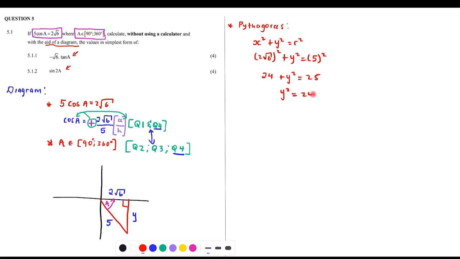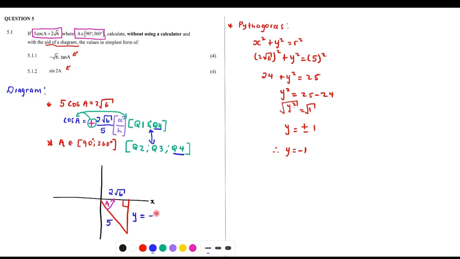Then you want to solve for y squared, so it's going to be 25 minus 24, then y squared is going to be 1, and then you're going to put the square root on both sides. Whenever you're putting a square root on both sides in this type of question, always make sure that you leave your answer as plus minus 1. Why? Because this plus minus tells us that the y value can be either positive or negative, either below or above the x-axis. But as you can see in our diagram, this is below the x-axis, therefore our y value is going to be minus 1.